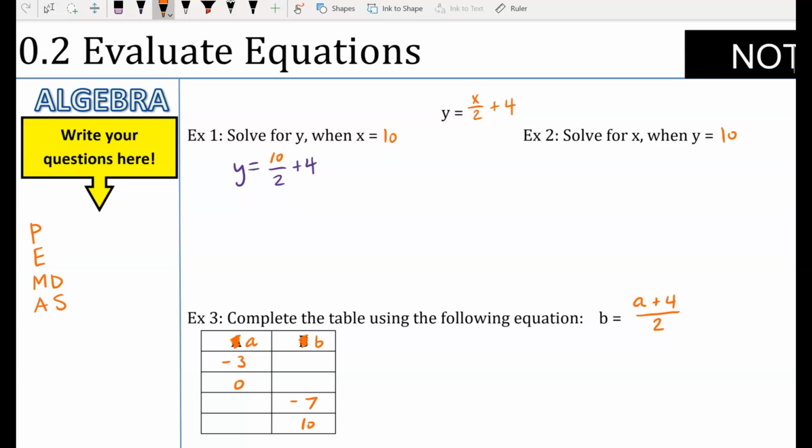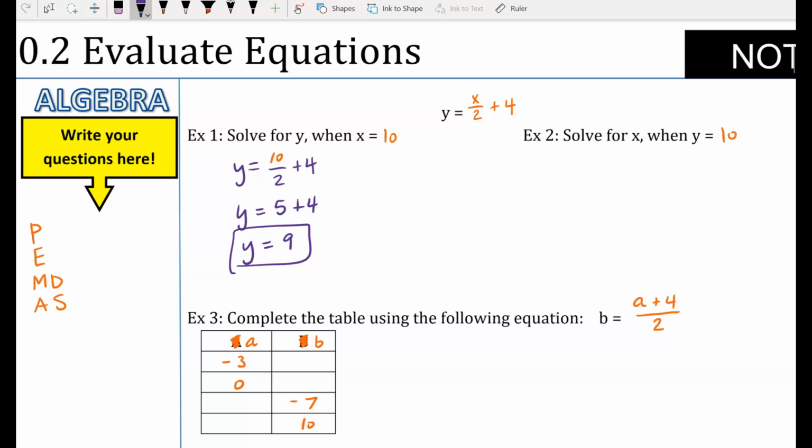And then when we do that, we have only numbers on the right side of our equation. So we're going to simplify those numbers. Y is equal to 10 divided by 2, which is 5. Then we're going to add 4. We're following the order of operations there, dividing before we add. And y is equal to 9.